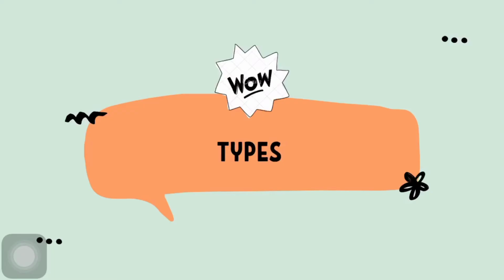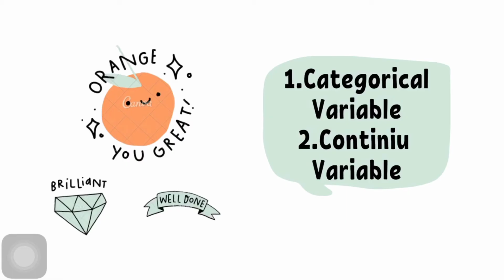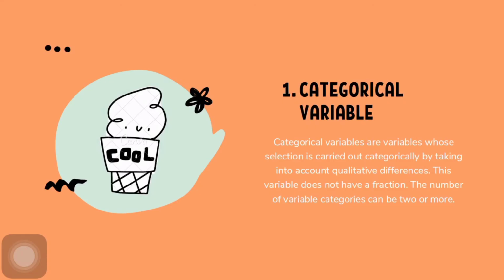Next, there are two types of the variable. First is categorical variable, second is continuous variable. For the first, we will talk about the categorical variable. A categorical variable or the variable whose selection is carried out categorically by taking into account qualitative difference. This variable doesn't have a fraction. The number of the variable categories can be two or more.